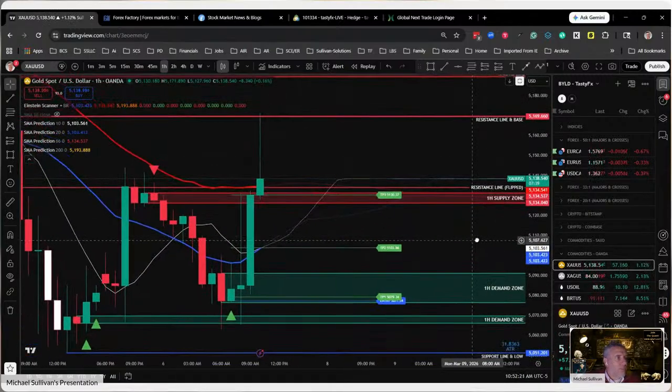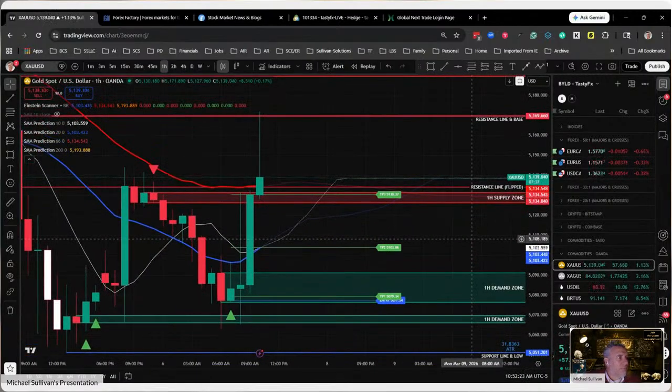Gold, what's going on here? Anything exciting? No, nothing I'm getting in on right now. It is pulling back. What do we have? 7 minutes left. So we'll wait and see what it does.